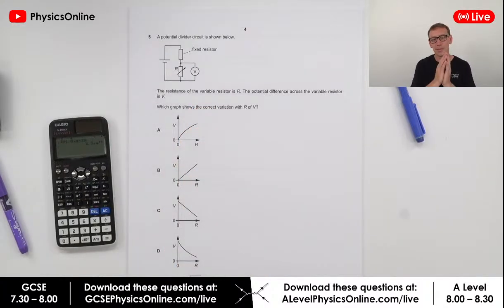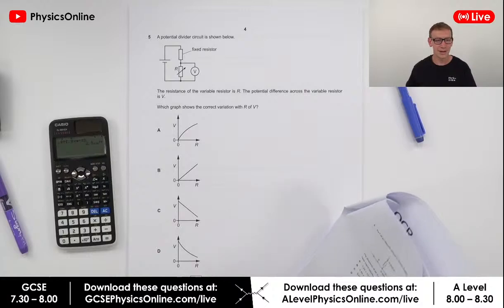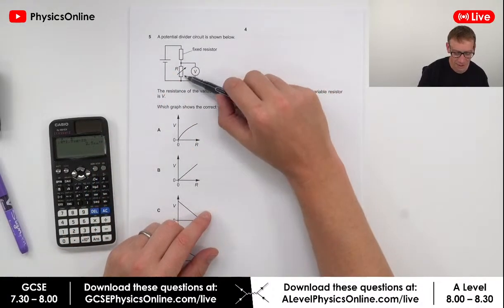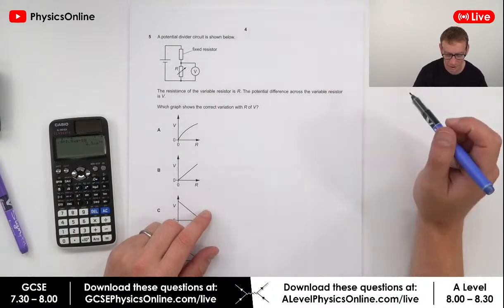This one is also probably OCR-A only, and I found it quite difficult to explain when I read through it at about 7:20 tonight. So do you reckon the answer is A, B, C or D? We've got a potential divider circuit, a fixed resistor, and a variable resistor with resistance R.